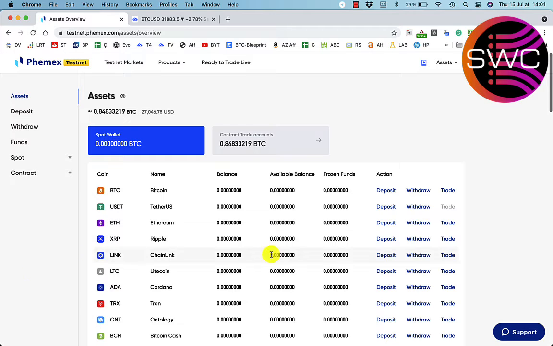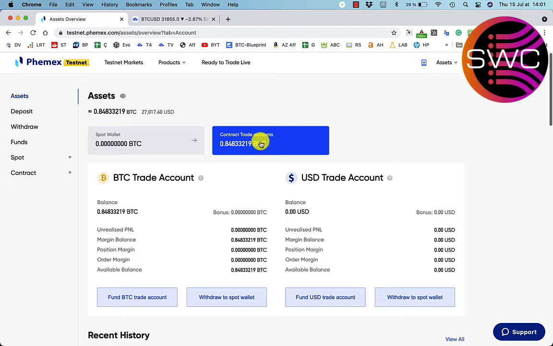Now, when you log into Phemex, what you'll see first of all is that you have a spot wallet and a contract trade account wallet. If you're going to trade, you want to have money in the contract trade account. So if you click that, you can see what's going on here. I've got 0.848 Bitcoin in my BTC trade account, and I've got nothing in my USD trade account.